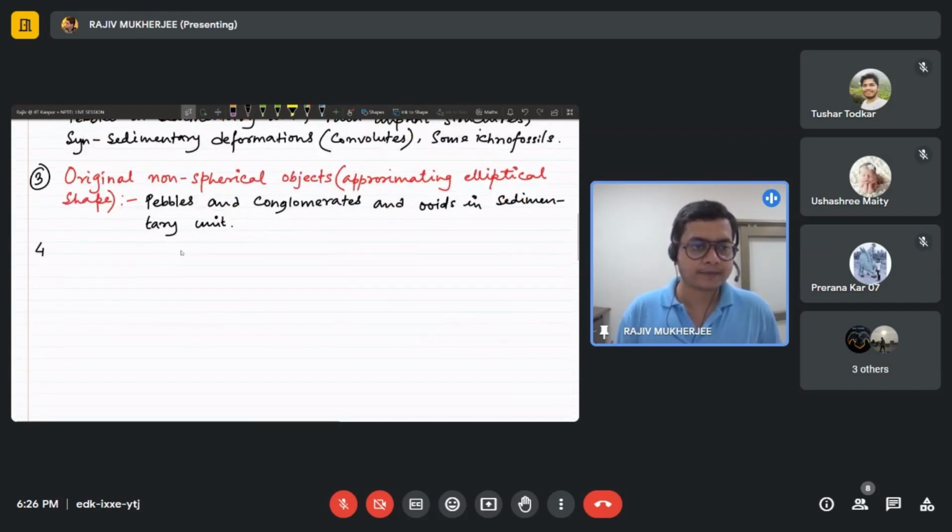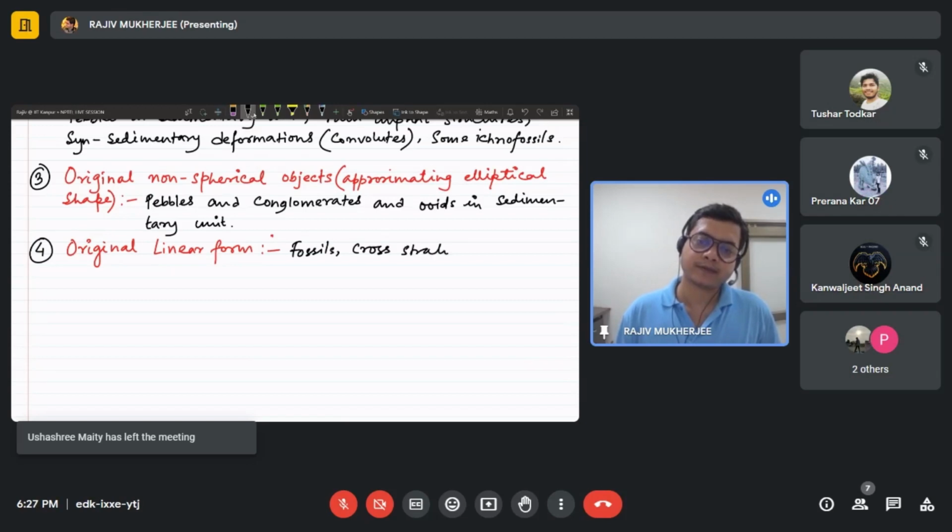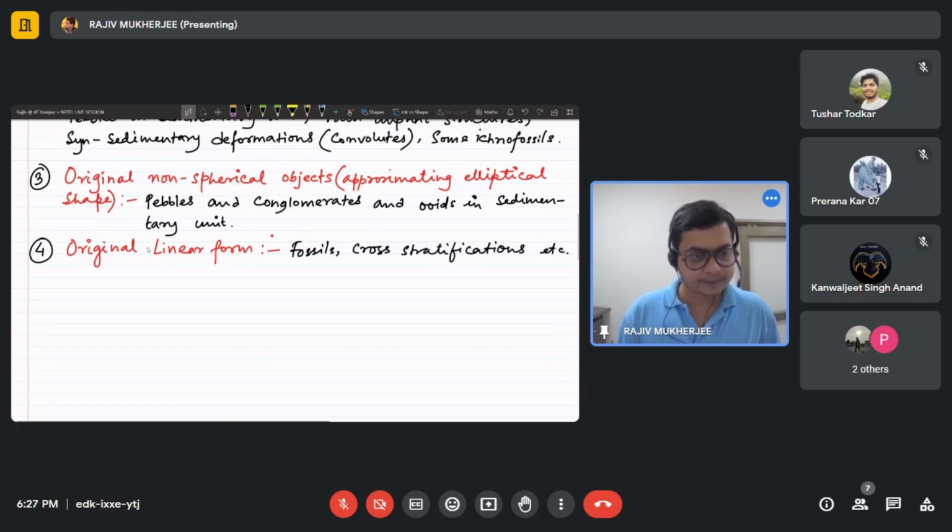Then number 4 is original linear form. So original linear forms can be different fossils, cross stratifications, etc. Number 5 is bilaterally symmetrical objects.